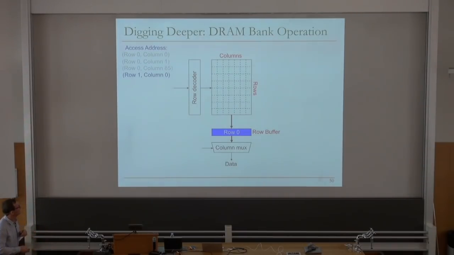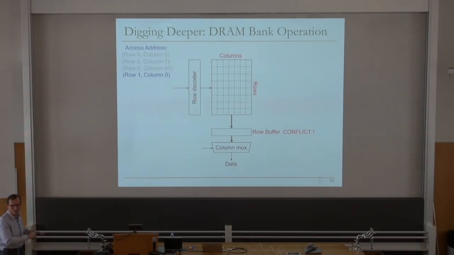Too bad. Now we need to prepare the bank for the access to row 1, which means that we have a conflict over here. We cannot access the data from here. So we need to write it back. Writing it back is an abstraction, actually. You need to precharge the array. Precharging means prepare the bit lines over here for the next access. We're going to go into more detail of this.